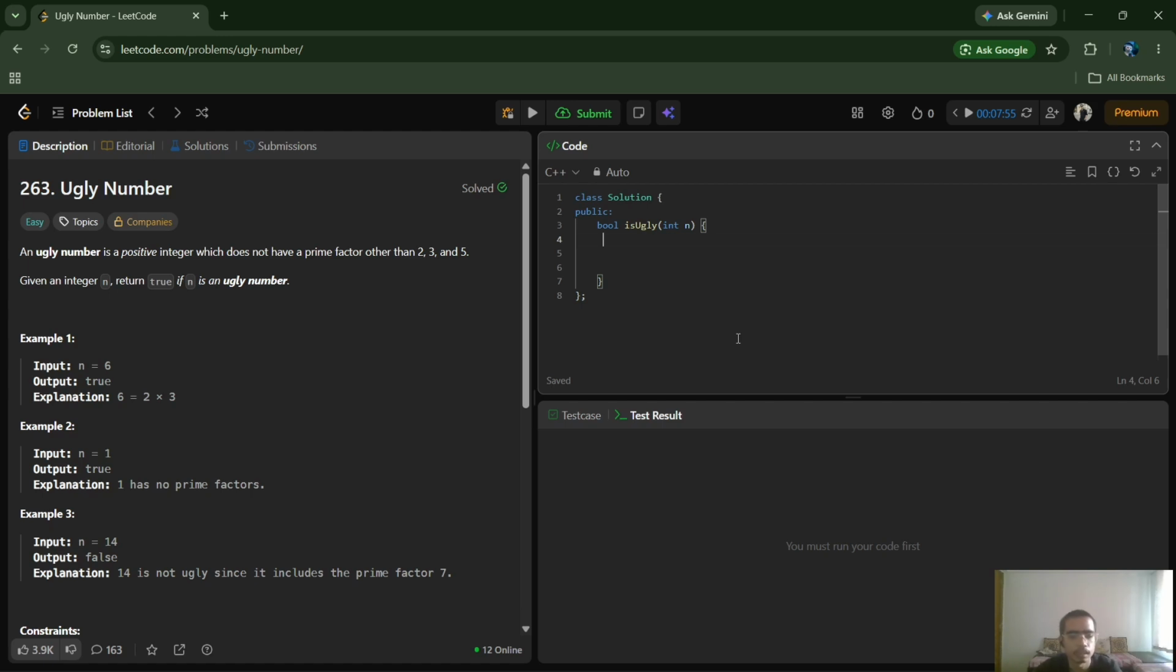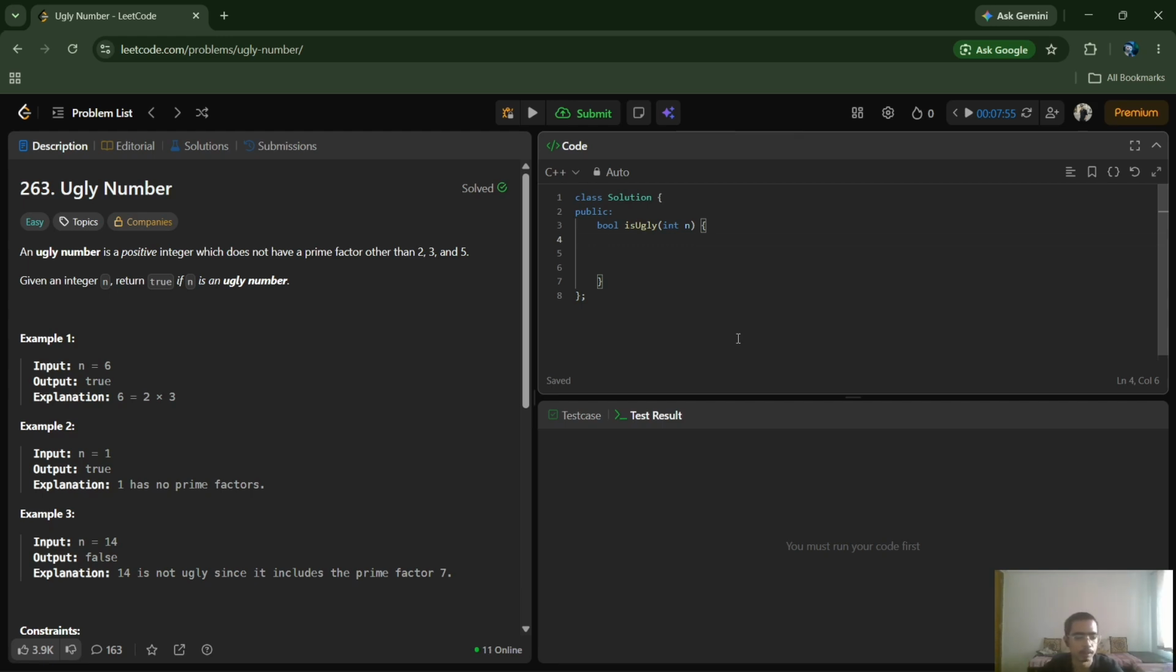I am Pradesh, and today we are going to solve LeetCode problem number 263, Ugly Number. In this problem, an ugly number is a positive integer whose prime factors are limited to 2, 3, and 5. If the number contains any other prime factor, then it is not an ugly number. We have to return true if the given number is ugly, otherwise return false.